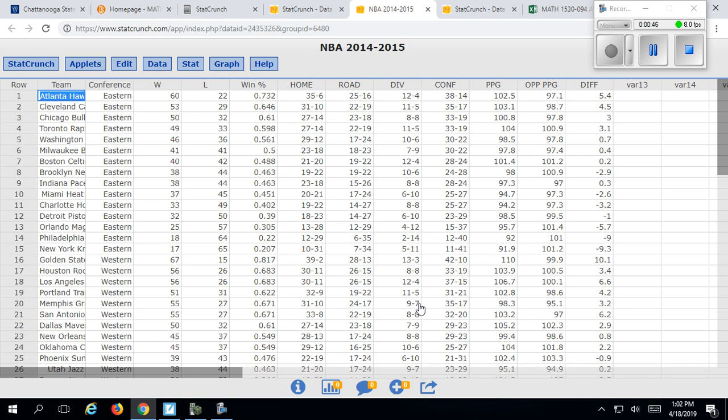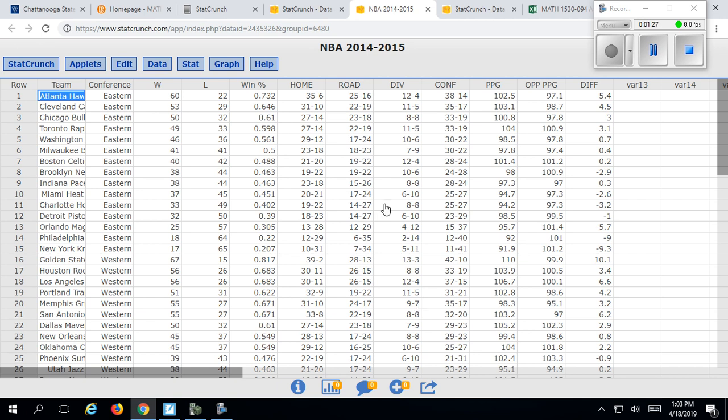So chapter 4 is about relating two sets of data. Are two sets of data related? If I asked you, do you think that points per game scored by a team is related to how many wins they have in a season? Do you think they're related? Yeah, I think it makes sense, right? We think they're related, so we want to quantify this relationship. How strong is this relationship? How closely are they related?